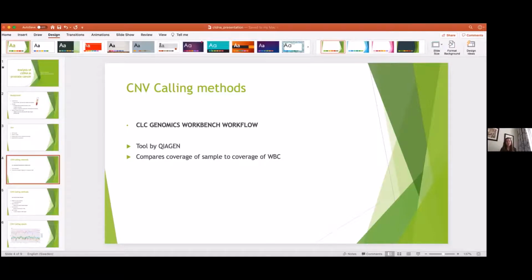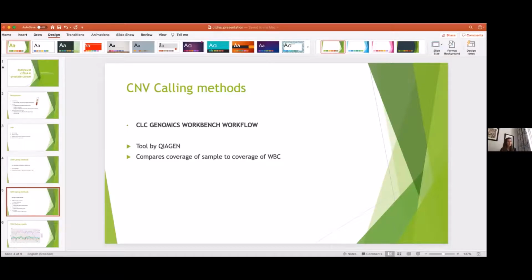So I've used two different methods to do CNV calling. One is the CLC Genomics Workbench by QIAGEN, which is a tool by QIAGEN for handling their sequencing data. So this was a tool that already existed, and they had a workflow for comparing white blood cell samples to the patient samples. And this workflow takes the sequencing reads and maps them to the reference genome and removes UMIs and so on, and does CNV detection by comparing coverage from a sample to its white blood cell sample of the same patient.